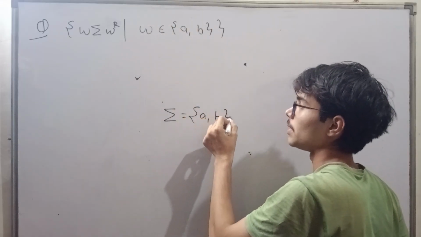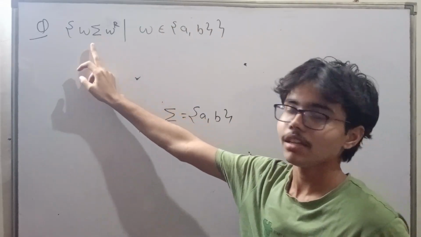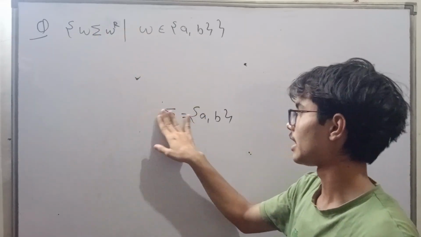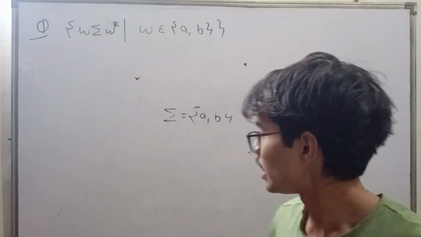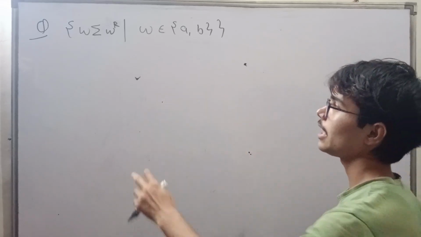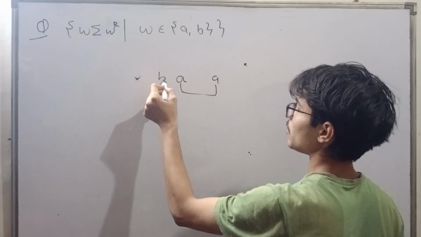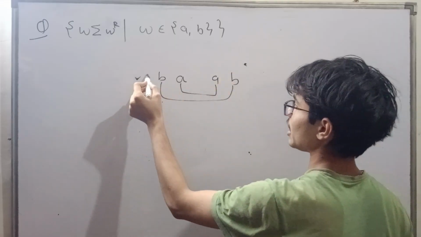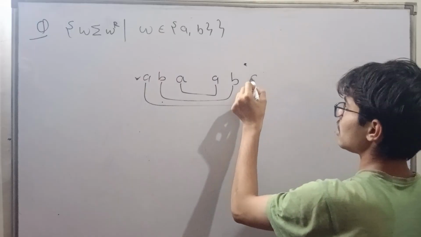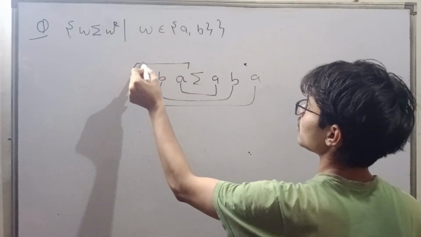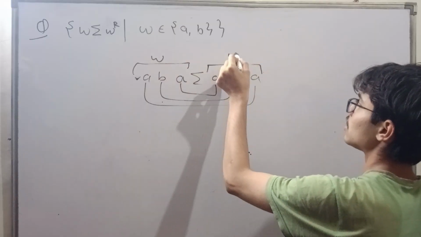This symbol denotes A, B. That means any alphabet can come from this domain here. Like firstly we write W W reverse. When you write A here, you have to write A here. When you write B here, you have to write B here. When you write A here, you have to write A here. But at the last, this sigma you have to replace. This is your W, and this is your W reverse.